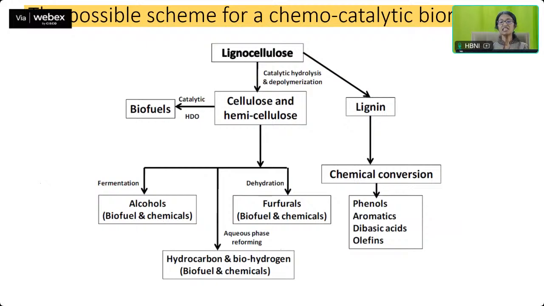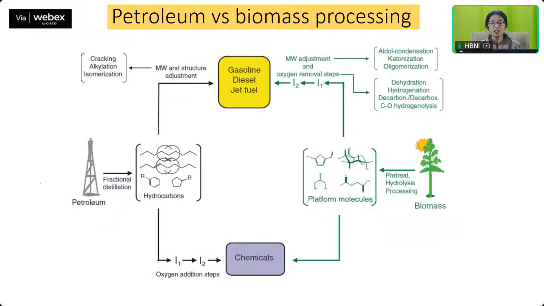Okay. So what is the possible scheme if you want to have a chemocatalytic biorefinery? You have this lignocellulose material. You can separate out the lignin. You can do chemical conversion of the lignin to give you phenols, aromatics, dibasic acids, and olefins. Or else you can have catalytic hydrolysis and depolymerization of the lignocellulose, and you can get cellulose and hemicellulose. You can do a catalytic refining over it, and you can get biofuels. Or else for cellulose and hemicellulose, you can do dehydration, and you can get furfurals, which are biofuel and chemicals. You can do aqueous phase reforming, by which you can get hydrocarbon and biohydrogen. Or else you can do a fermentation process, which can lead to the formation of various alcohols like biofuel and chemicals.